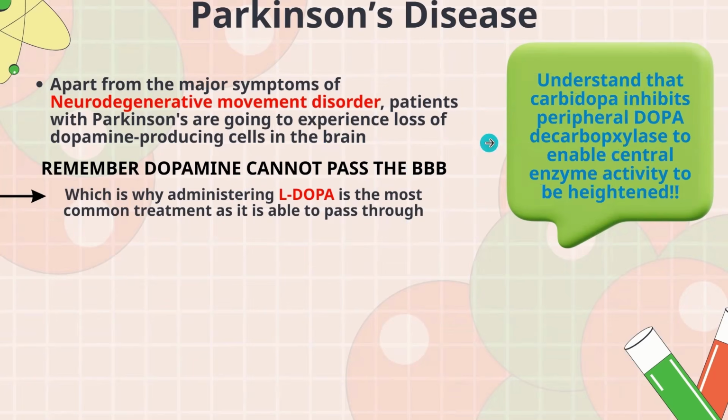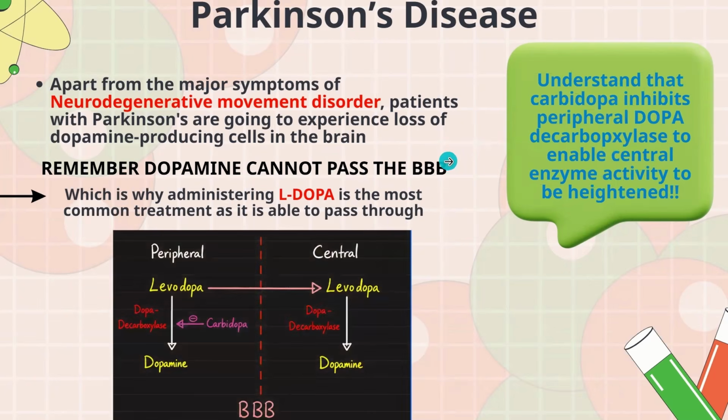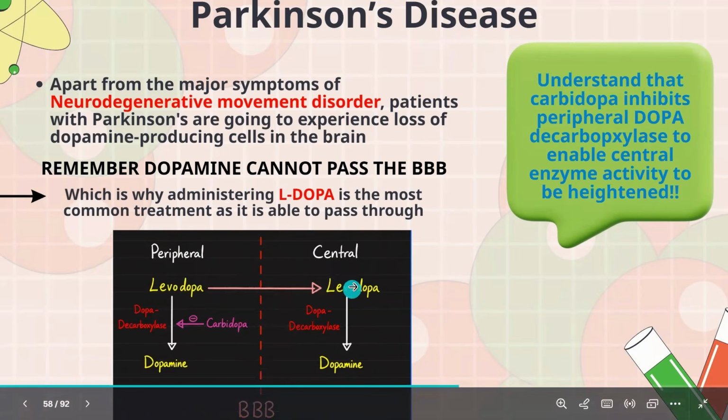Okay. And apart from that, here's a drawing I also borrowed. It's a really good drawing, in my opinion. Here you have peripheral and central. If you have dopamine, it cannot pass through to centrally. So levodopa is the one that can pass the blood-brain barrier. It's then gonna be decarboxylated by dopa decarboxylase toward dopamine. Here, dopa decarboxylase can also form dopamine, but it's inhibited by carbidopa to increase the activity here more than here. Okay. So yeah.